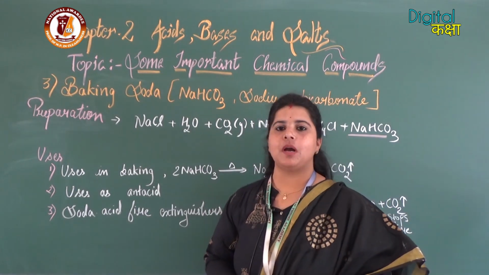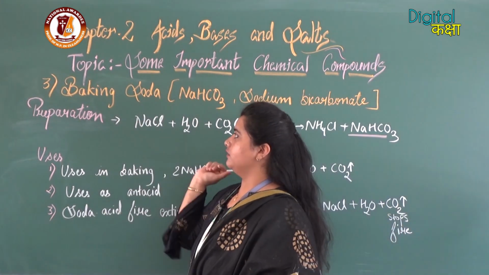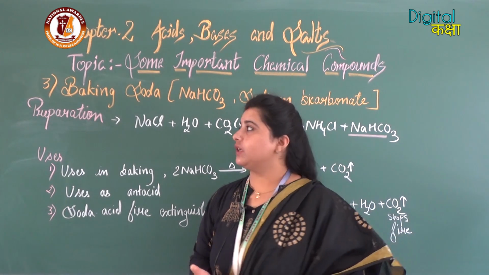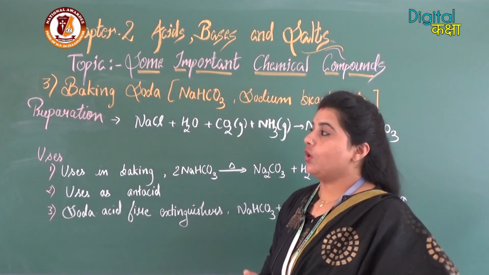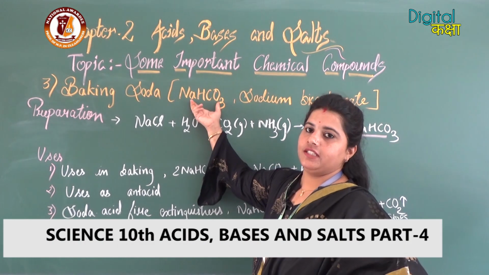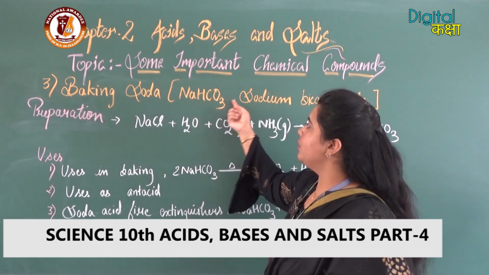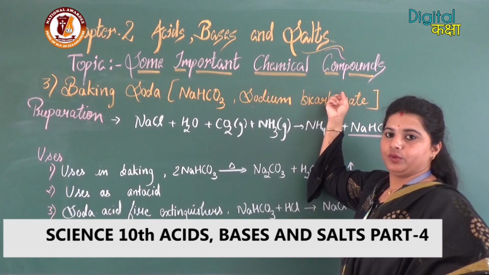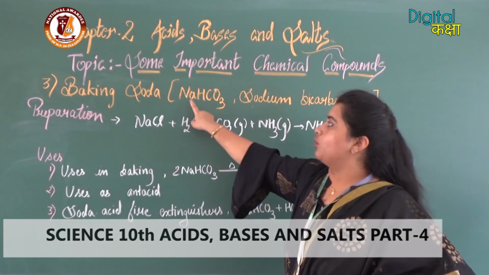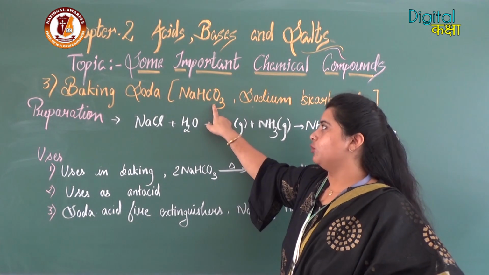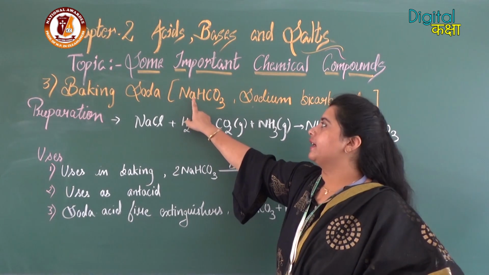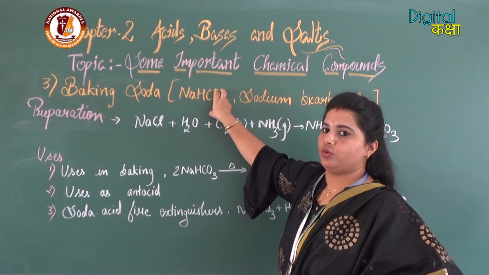Now the next compound is baking soda. We are familiar with this word in our day-to-day life. What's the chemical formula of baking soda? NaHCO3. And what's the chemical name? Sodium bicarbonate, or we can say sodium hydrogen carbonate. Sodium Na, hydrogen H, carbonate CO3.